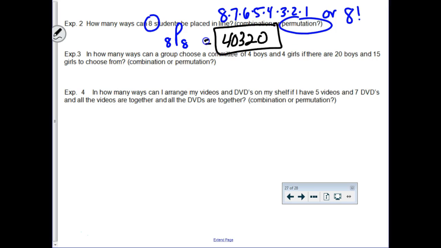I always thought this would be a fantastic punishment for, like, detention. Like, you 8 children, find all 40,320 arrangements of yourselves. Go. Yeah, that probably wouldn't happen.